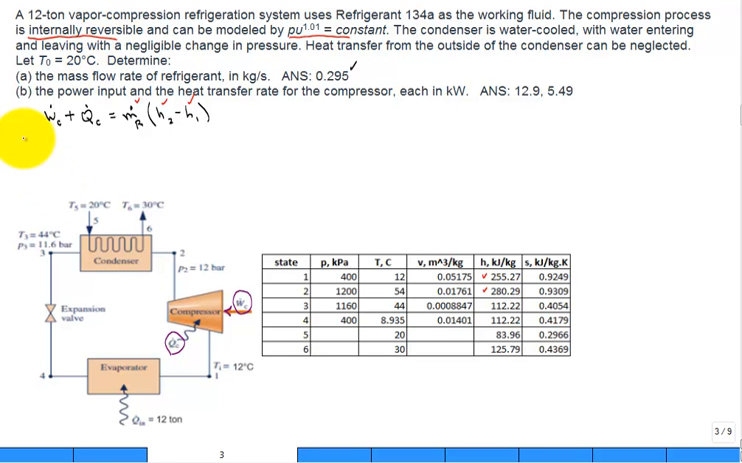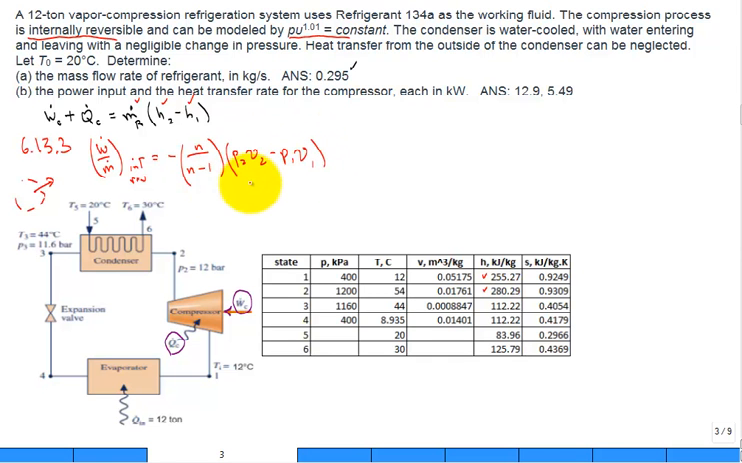So we go back to section 6.13.3 in our textbook, which is dealing with work in a polytropic process, and we find that the W dot per M dot for int rev is equal to minus. Notice that that minus sign is for a control volume with the power going out. Okay, so we're going to have to deal with that minus sign. The exponent n divided by n minus 1 times our P2V2 minus P1V1. That's after the integration.